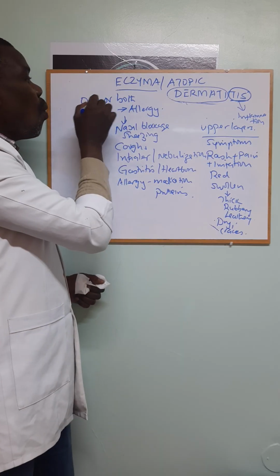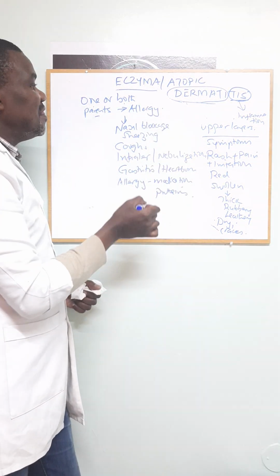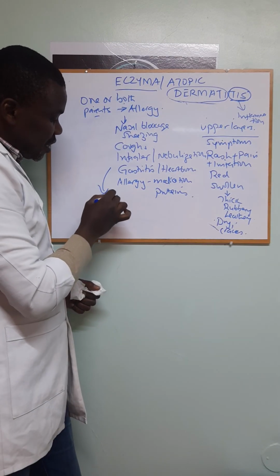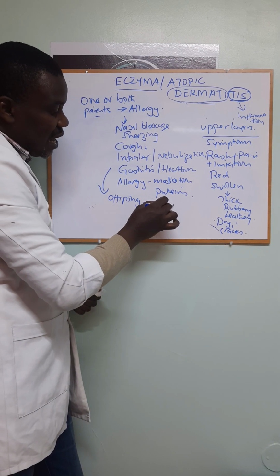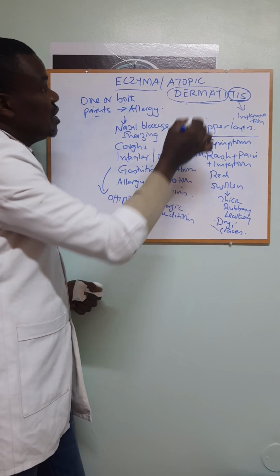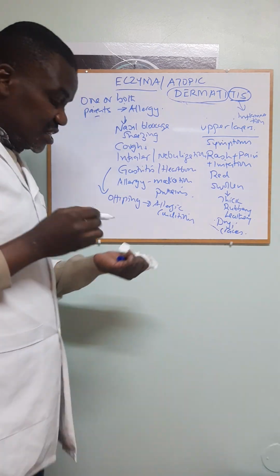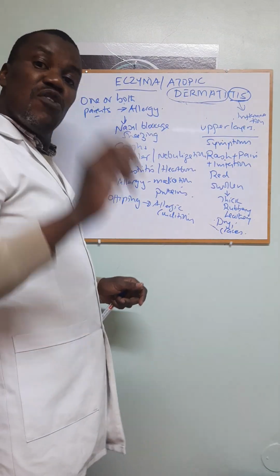Now, if you have one or both parents with all these conditions, or either, they are likely to have an offspring who will also present with allergic conditions, and one of the allergic conditions is eczema. So it starts from the genetic makeup that they inherit from the parents.